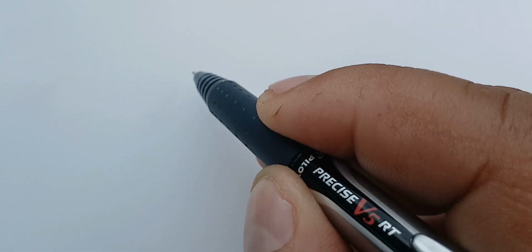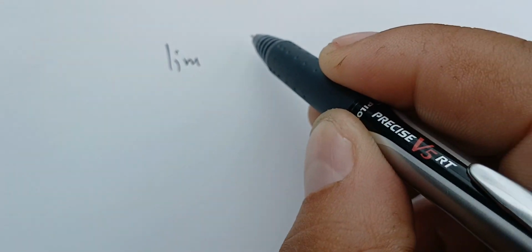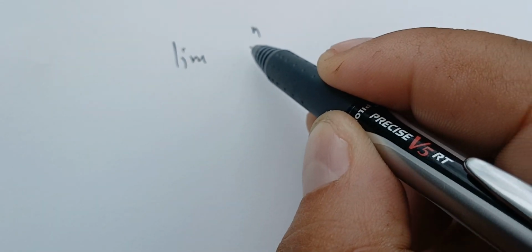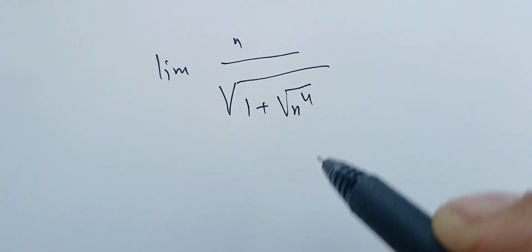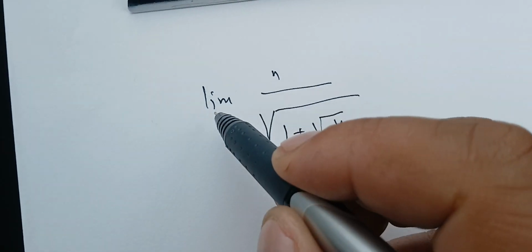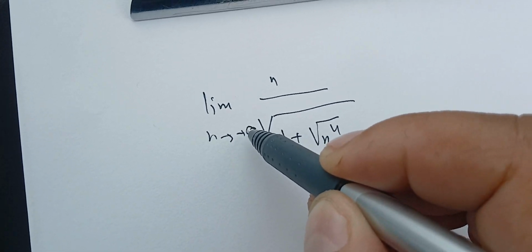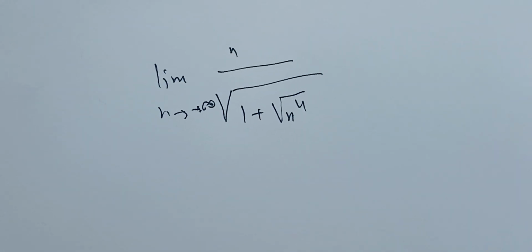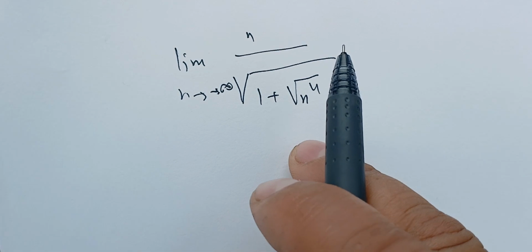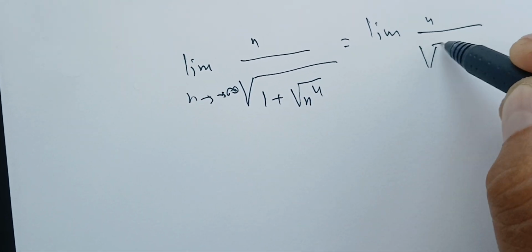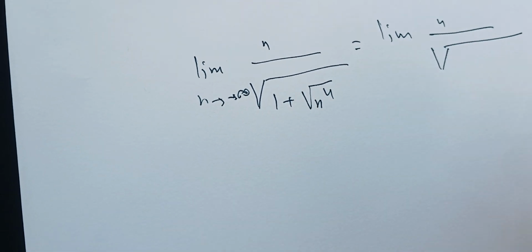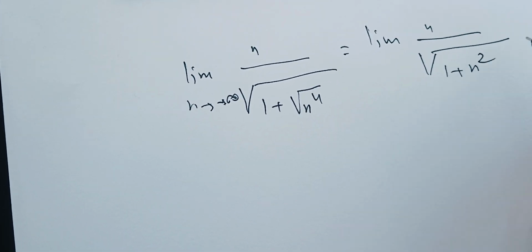Okay, welcome back. We're going to compute the following limit of n over the square root of 1 plus the square root of n to the power 4. Okay? So the first thing is that we can just simplify the square root of n to the 4th to n squared.